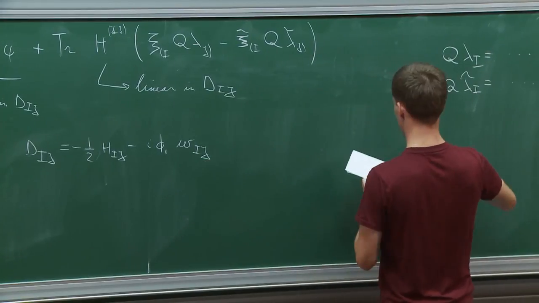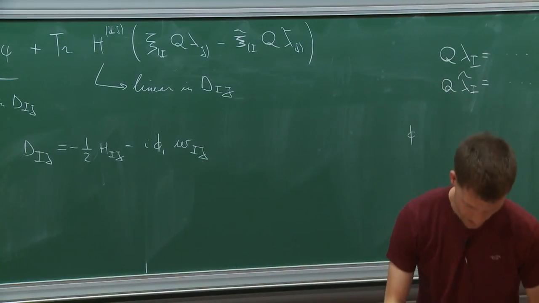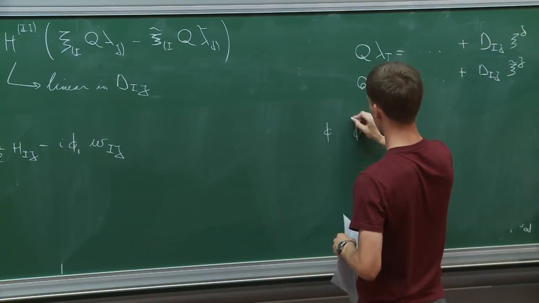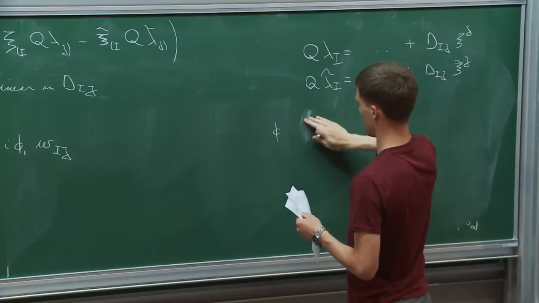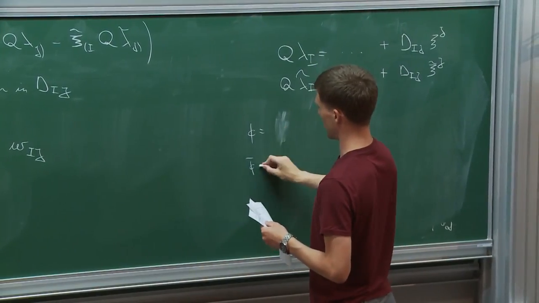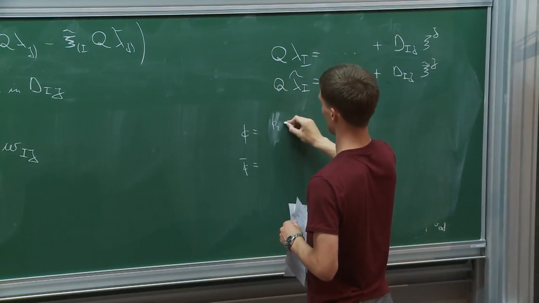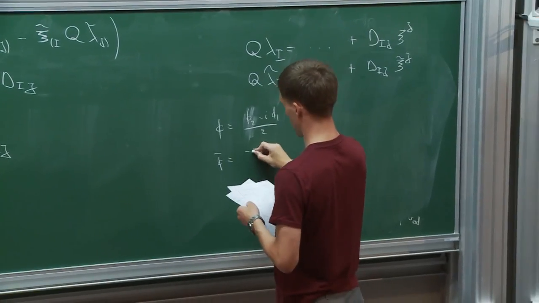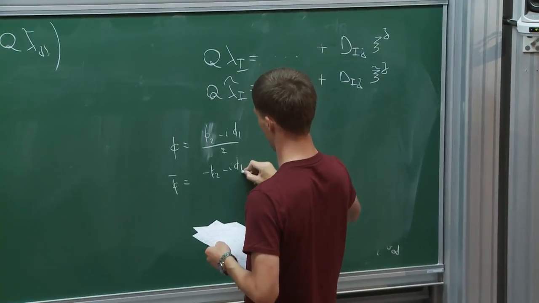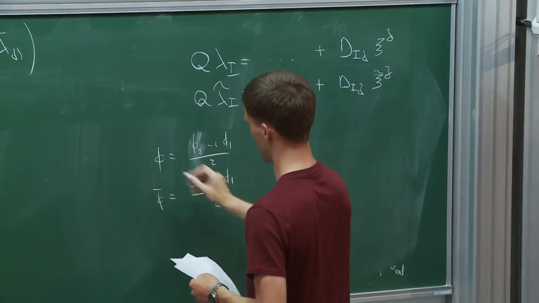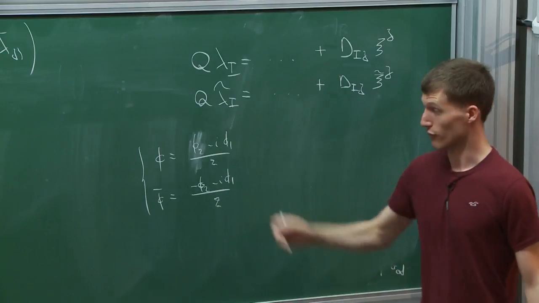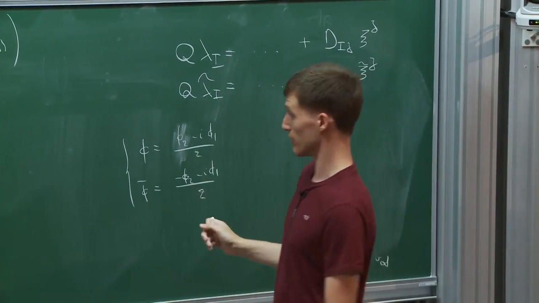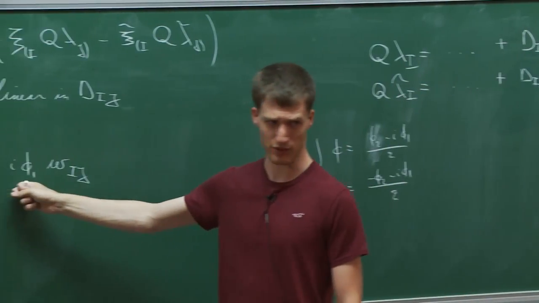So let me remind you what phi 1 and w mean. We had two complex scalars, phi and phi bar. They're complex, so I can try to parameterize them in terms of two real scalars, which is what I'm doing over here. So phi 1 and phi 2 are two real scalars, and I expressed phi and phi bar in terms of them, and one of these real scalars appears over here.